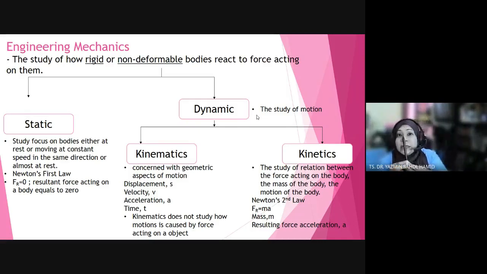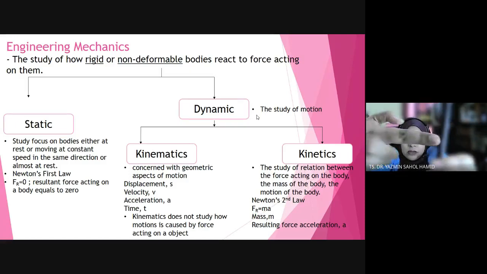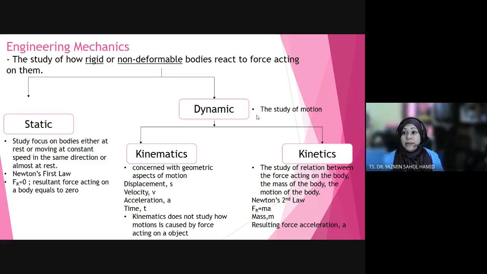Everything that is considered with the geometric aspect of this particle is kinematics. Okay, all right, is that clear? All right, so kinematics, if you can read at the bottom there, it says that kinematics does not study how motion is caused by force acting on it. It means if this pen is being pushed by a force, no, that is not kinematics.